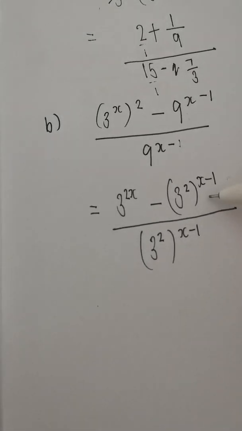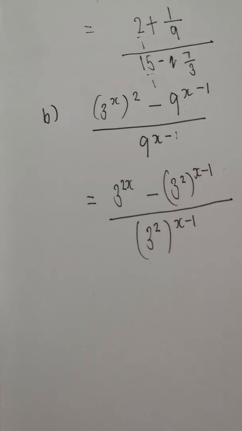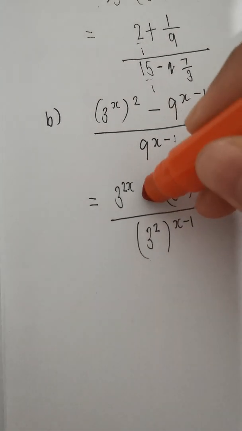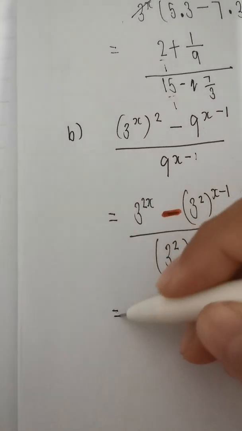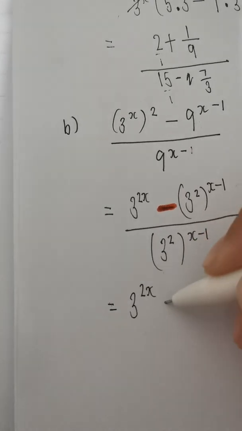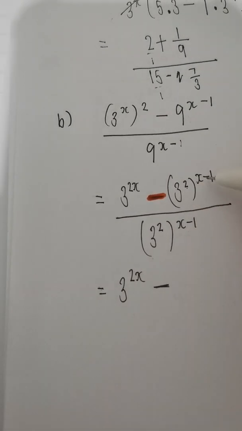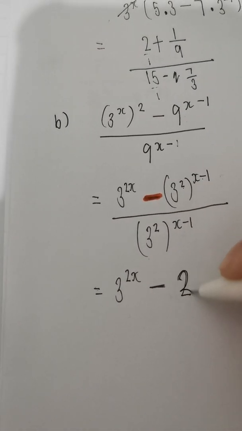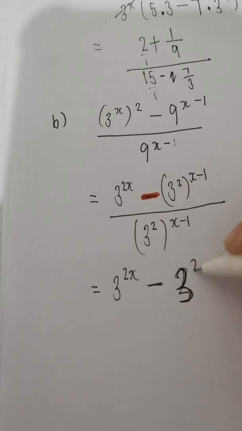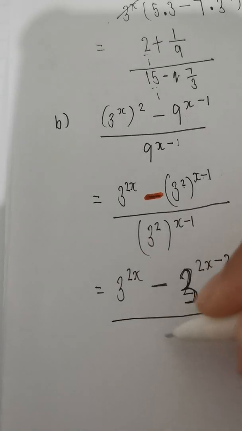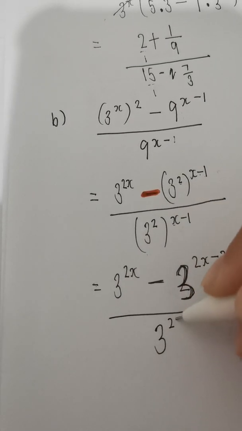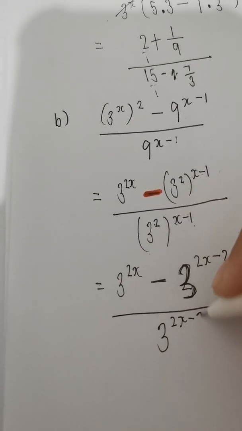How come I can't cancel this with this? They look exactly the same. The problem that we have is the minus sign in between, so we can't cancel. Anyway, let's continue. 2 times x, oh, that should be a 3, sorry, 2x. 2 times negative 1, negative 2. 2 times x, 2x. 2 times negative 1, negative 2.